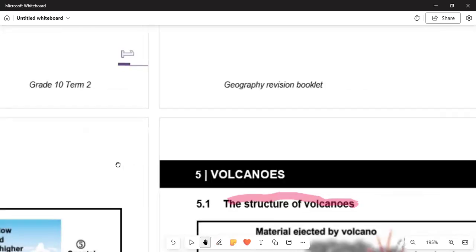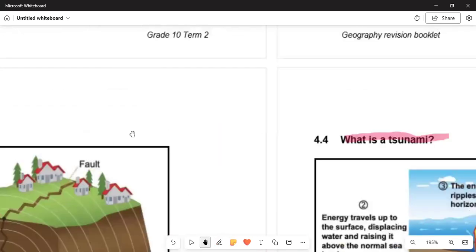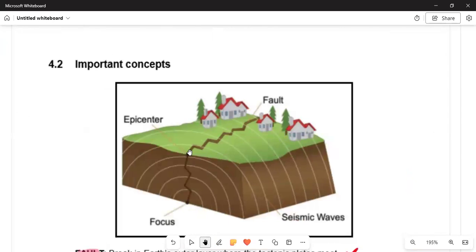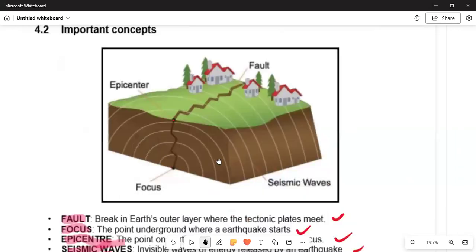Again, we need to understand the earthquake concept. When an earthquake happens, there will be a crack at the epicenter, and we have the focus, the seismic waves and the fault. Those are the concepts we are discussing now. The fault is a break in the earth's outer layer where the tectonic plates meet. The tectonic plates meet here, and the fault will be here before the eruption takes place.